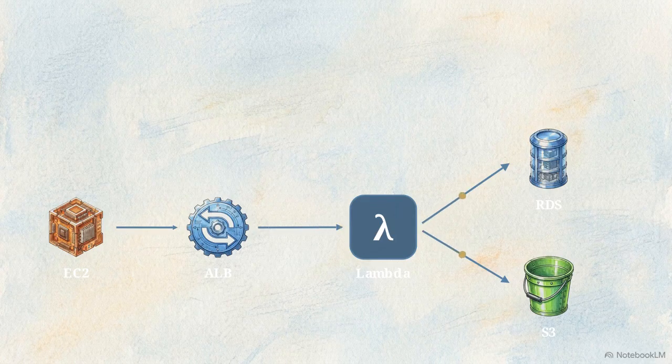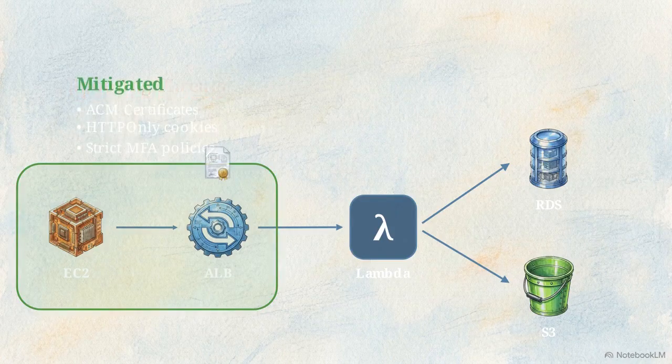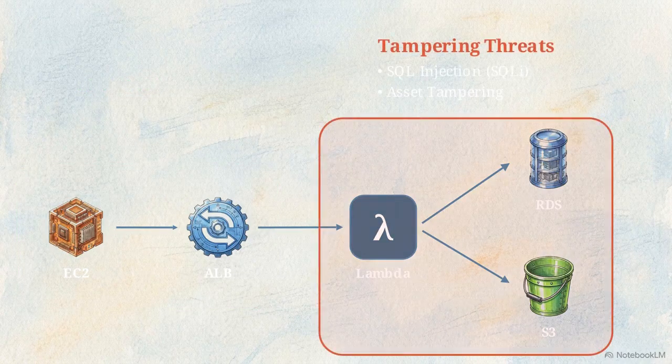Traffic flows from EC2 instances through an application load balancer to a Lambda function, backending into RDS and S3. Starting at the perimeter with spoofing threats, we isolate the risk of fake SSL certificates on the ALB hostname or JWT token theft via cross-site scripting on the web front end. The operational mitigations include using auto-renewing ACM certificates, enforcing HTTP-only cookies, and requiring strict MFA policies.